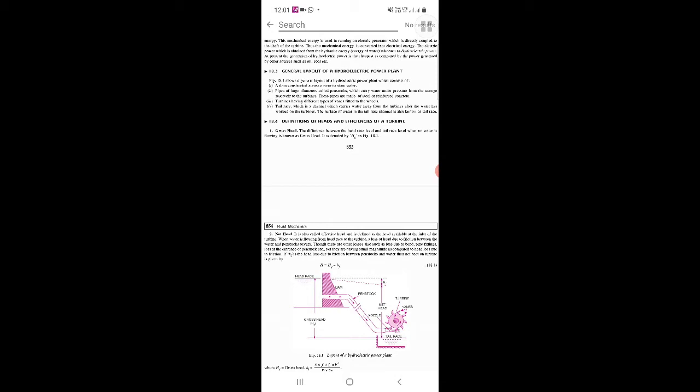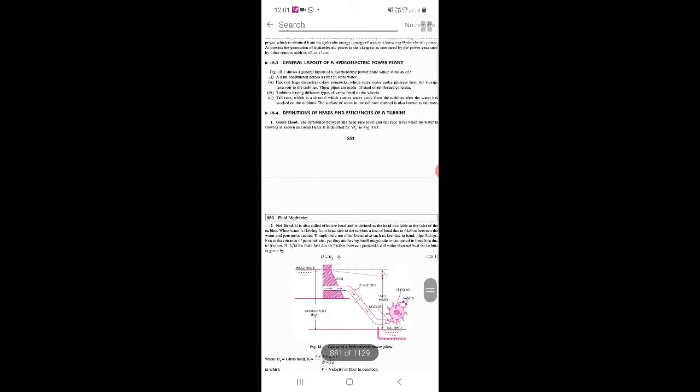So next is the tail race. What is a tail race? It is a channel which carries water away from the turbine. The surface of water in the tail race is known as the tail race level. Gross head is the difference between the head race level and the tail race level.